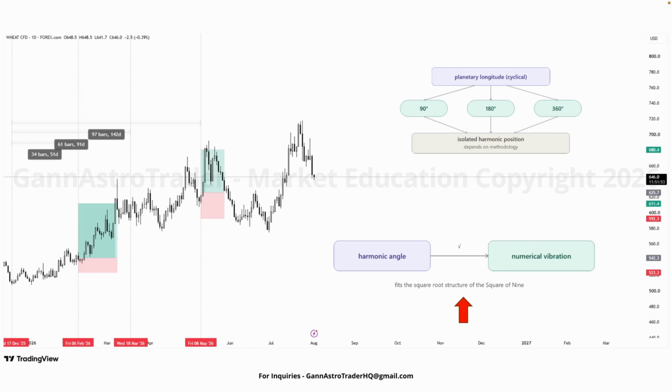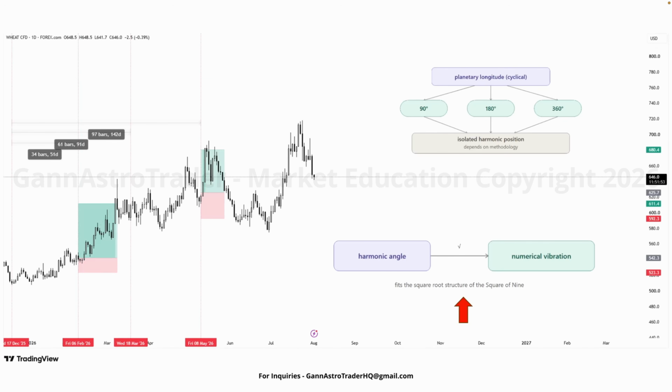The square of 9 is fundamentally based on square root progression. Adjacent numbers, rings, and angular relationships can all be expressed through square root mathematics. Taking the square root is not an arbitrary calculation. It converts the harmonic angle into a numerical vibration that naturally fits the mathematical structure of the square of 9, allowing us to identify a logical starting coordinate.